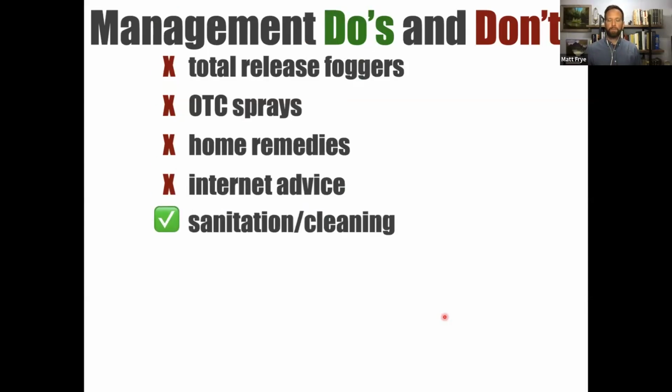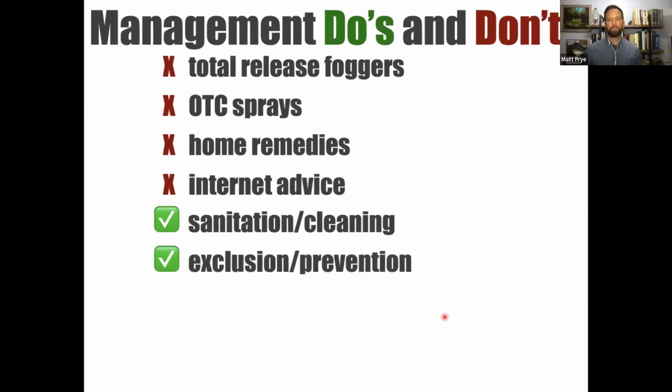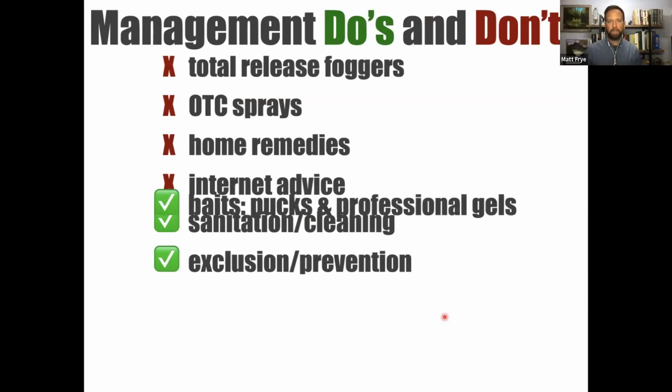So the things you should do: good sanitation and cleaning for the structure infested with cockroaches like the German and American cockroach. Eliminating their food source is the best first step you can take. Exclusion and prevention to keep them from moving into or moving within a space.